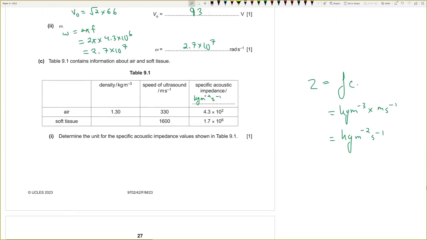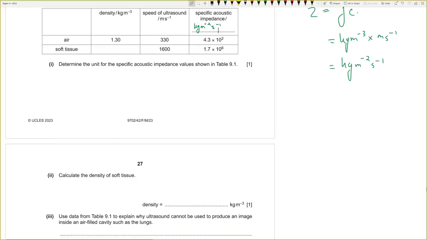Calculate the density of soft tissue. Okay. So we know that Z is equal to rho C, so rho is equal to Z by C. So rho is equal to Z, which is 1.7 times 10 to the power 6, divided by C, 1600. This gives you a value of 1062.5. So we're going to round it off to 2 SF since our data is given to 2 SF. It's 1100.